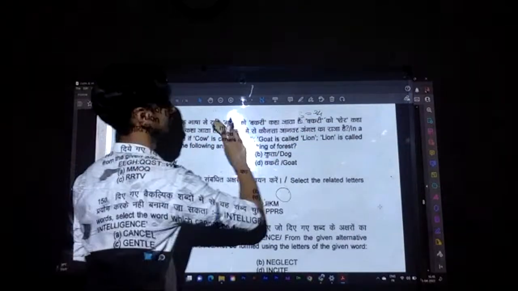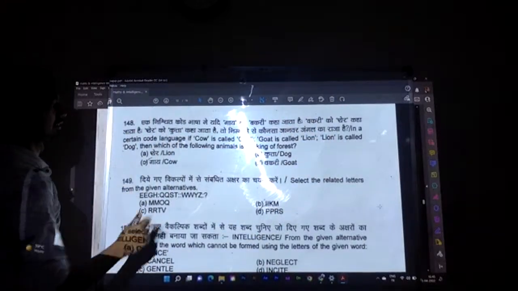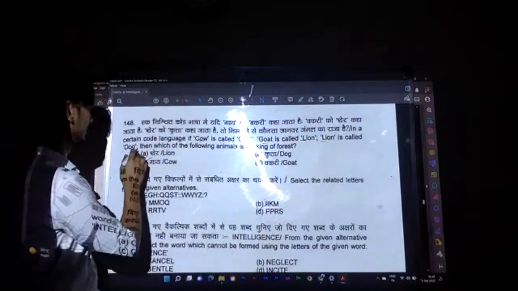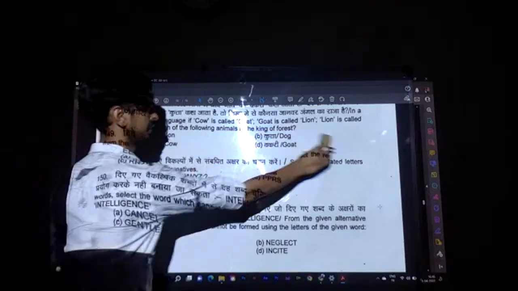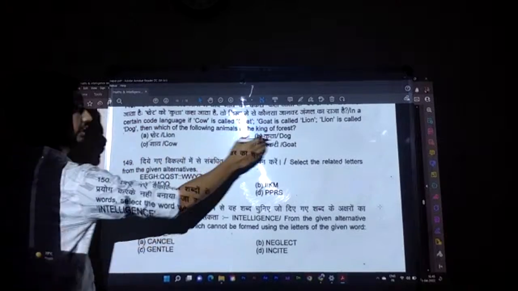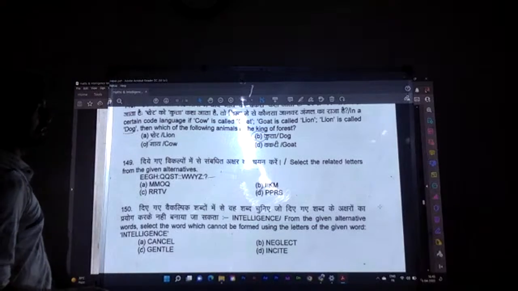When you come to question number 148, in a certain code, cow is called goat, goat is called lion, and lion is called dog. Then which of the following animals is the king of the forest? As we all know, the king of the forest is the lion. But in this question, lion is called dog, so the correct option will be option B, dog.